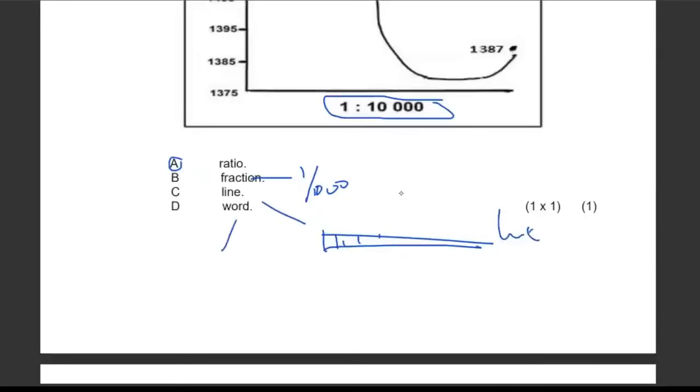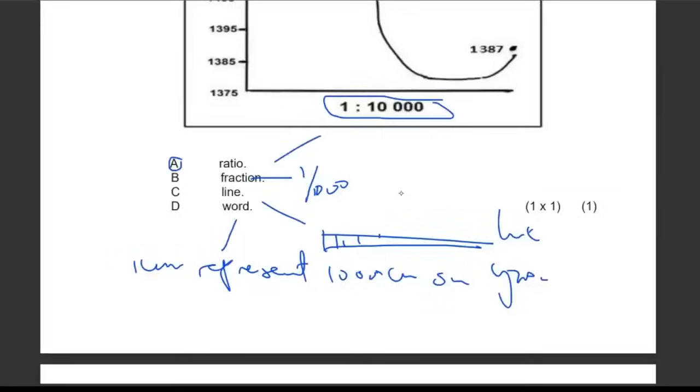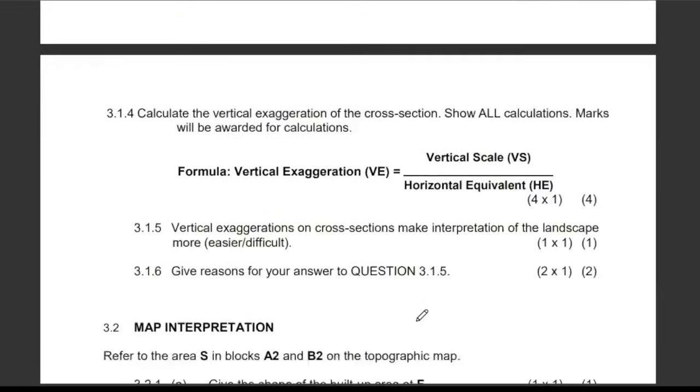Then a word scale will be presented in words: 1 centimeter on the map represents 10,000 centimeters on the ground. That is a word scale. So this one is a ratio. When figures are expressed one is to the other, that is a ratio scale. Then calculate the vertical exaggeration of the cross section.